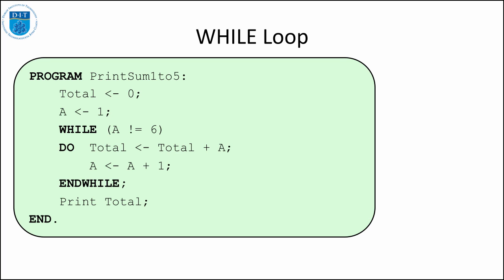So if total starts off as 0, then we add A onto total. A is 1, so that means total is 1 and A is 1. We add 1 onto A and A is 2. Now we say total gets the value of total plus A. Total is 1 and A is 2 this time, so the total is now 3. A now becomes 3.